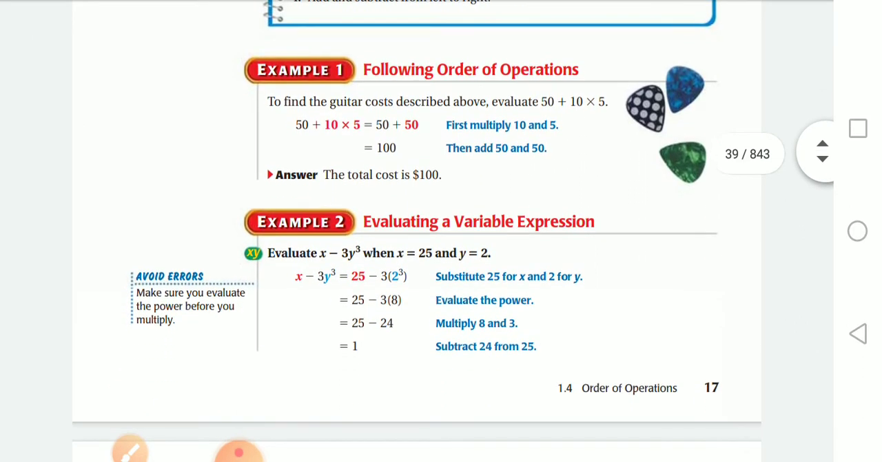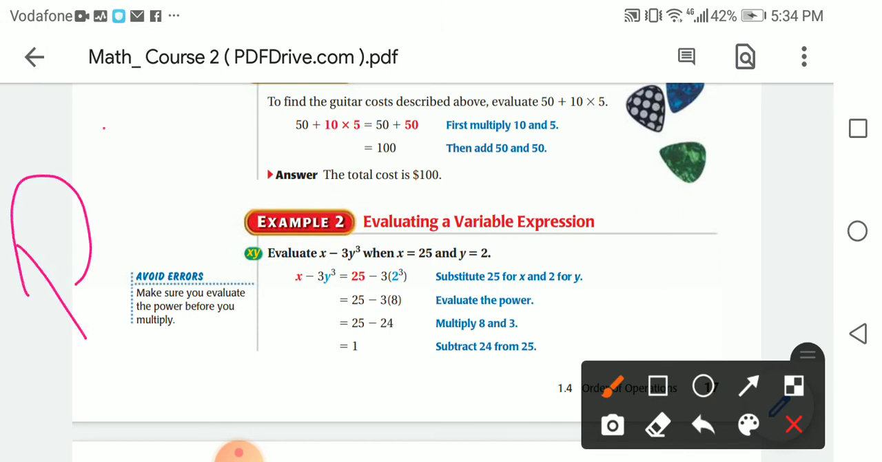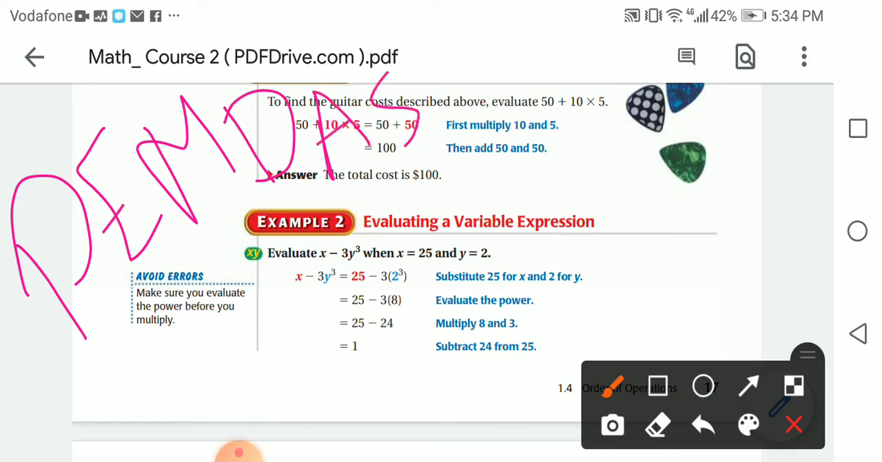When I have an expression to solve, I have to follow the order of operations. To find the guitar costs described above, evaluate 50 plus 10 times 5. What should I start with? 50 plus 10 or 10 times 5? First, don't forget, PEMDAS on your mind. So do I have any parentheses or brackets here? No, I don't have. Any exponents, powers? No, I don't have.